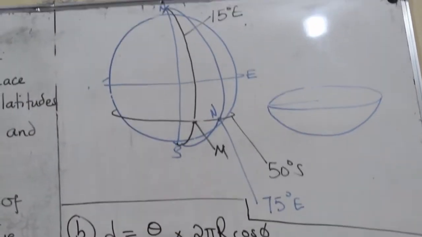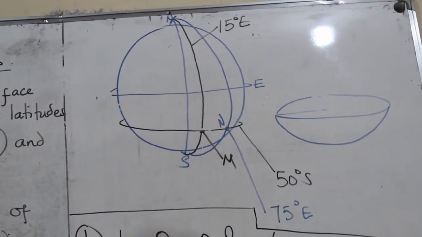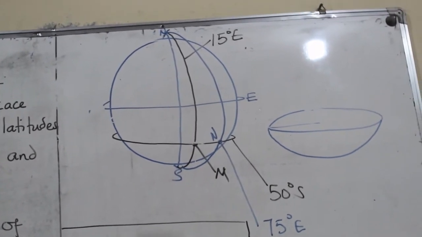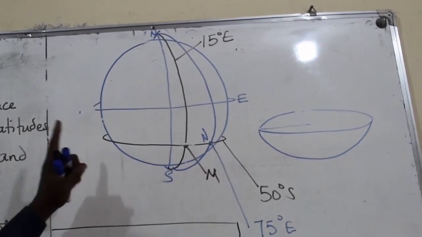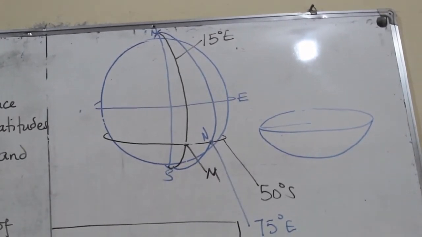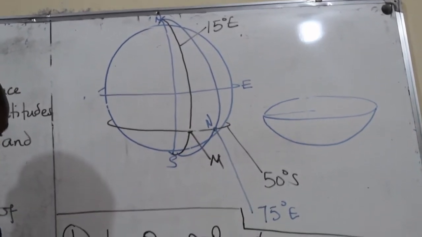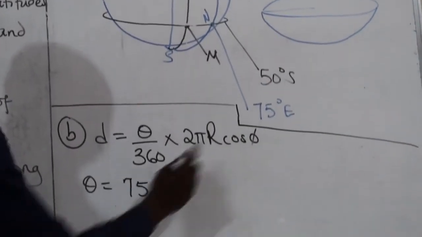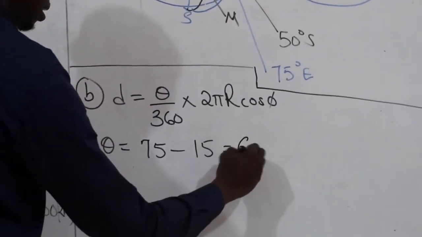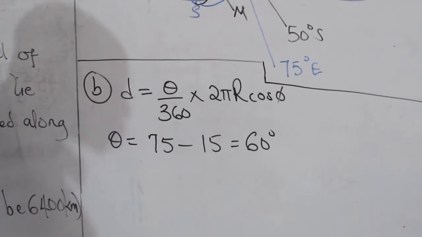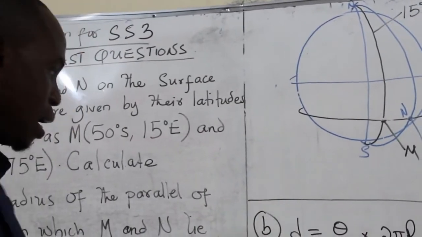They are on the same side of the Greenwich Meridian. So to get the angle between those 2 points, we have to subtract. If they were on different sides of the Greenwich Meridian, we would have added to get the angle between them. So since they're on the same side, theta becomes equal to 75, the bigger one, minus 15. That makes 60 degrees. So we have just found the angle between R, M, and N.